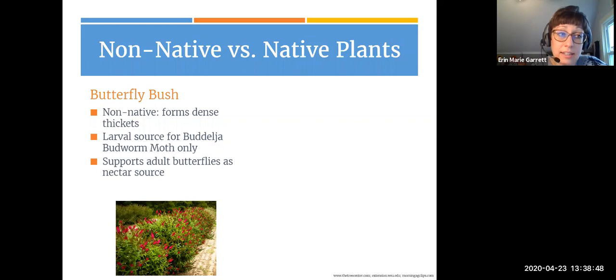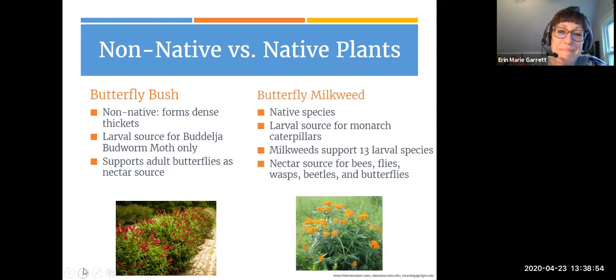So let's look at our butterfly milkweed, if I can get my mouse to cooperate. Butterfly milkweed is a native species. If we're familiar with milkweed and monarchs, we know that it's going to be a larval food source for the monarch caterpillar, but it also is a host plant for 13 other caterpillar species, okay? And it is seen being visited not just by butterflies, but also by bees, flies, wasps, and beetles, okay?